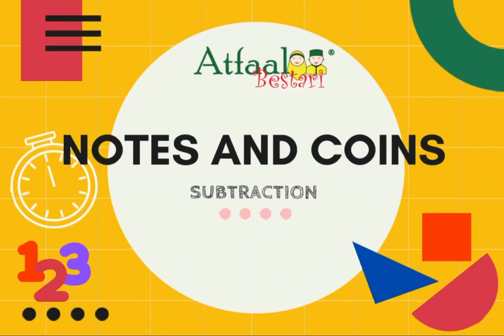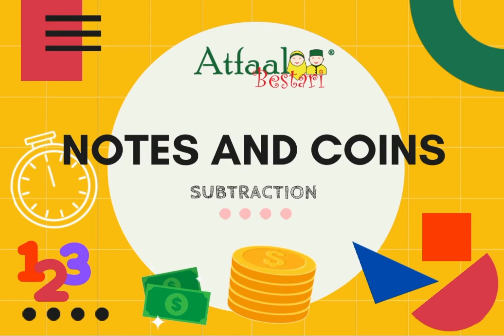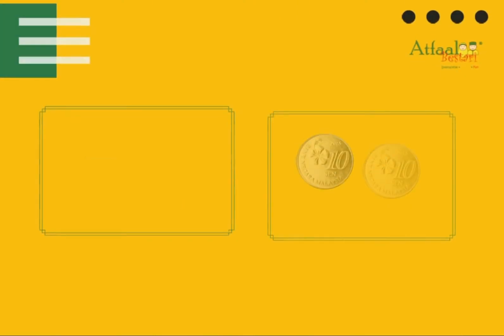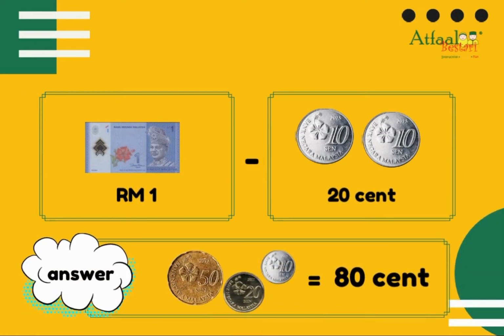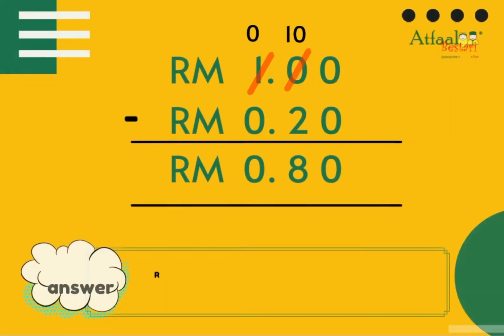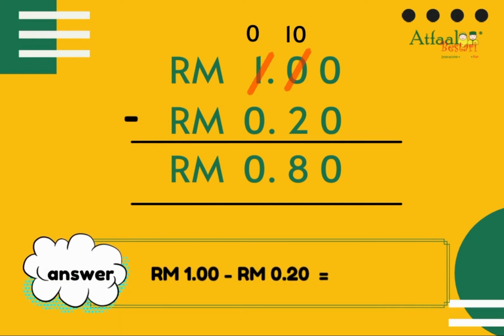Now, let's do subtraction for notes and coins. The first example, 1 ringgit minus 20 cent equal 80 cent. By using vertical method, you need to write down 1 ringgit minus 20 cent. So let's start from the right side first.